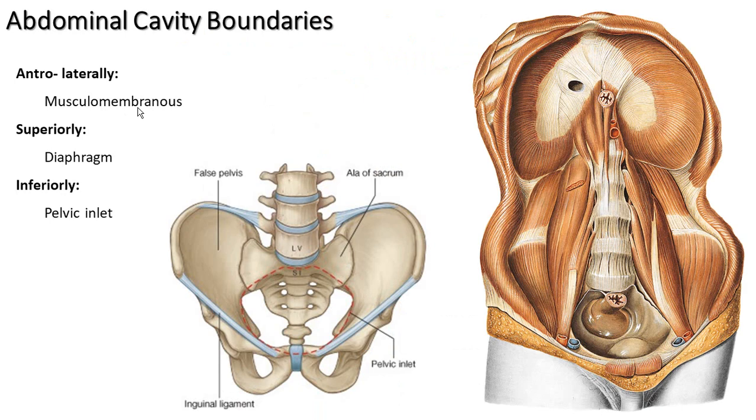And then, how about the abdominal cavity boundaries? Anterolaterally, we have a musculo-membranous structure as the anterolateral wall of the abdominal cavity, and superiorly we have the diaphragm, and inferiorly we have the pelvic inlet or pelvic brim, as you can see in this picture.